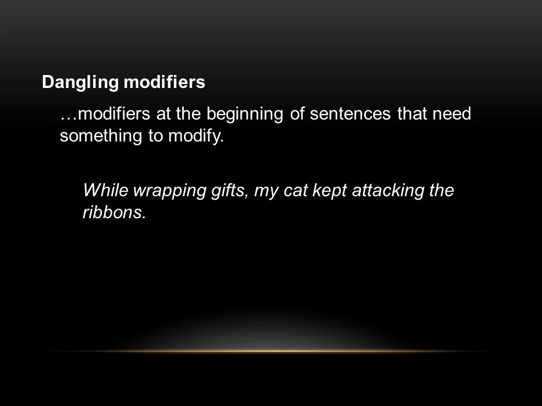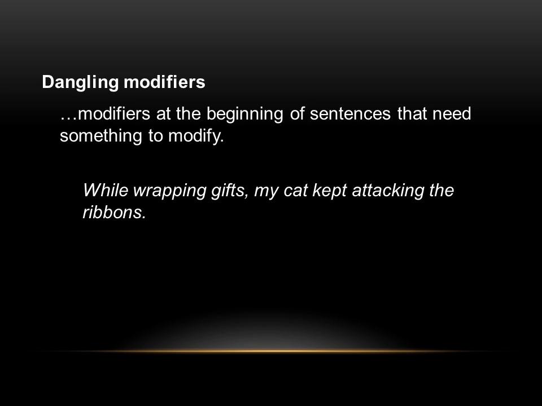So we would have to revise it in such a way that we've got somebody in there. Now, for our purposes, what I'm going to have you do on this exercise coming up is we're going to leave the phrase exactly as it is at the front and then force the rest of the sentence to fit it. Which means in this case we would have to say, while wrapping gifts, I. Now, how do you finish the sentence with the word I? You'd have to make up some stuff. It's called revising. While wrapping gifts, I was annoyed that my cat kept attacking the ribbons.